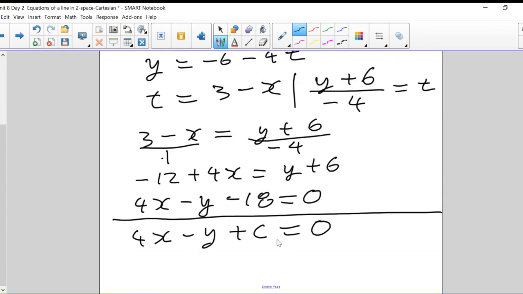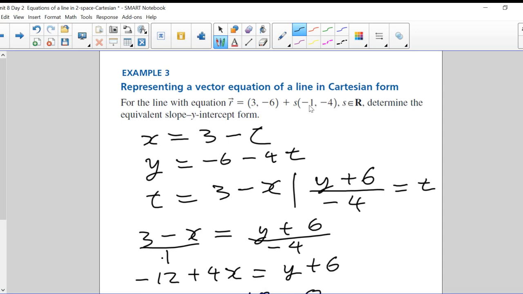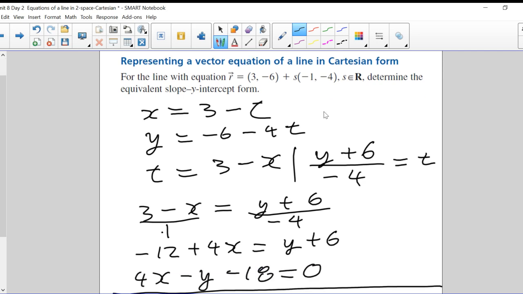Can anybody help me out to get that c in the 3 minutes that we have left? Is there some way that I can get that missing c that I don't have for this equation? I'm using that shortcut of saying that this represents the coefficients of the normal. Plug in a point. Do we have a point? Quinn, is there a point that we know? Look at the equation again. The 3, minus 6. Perfect.